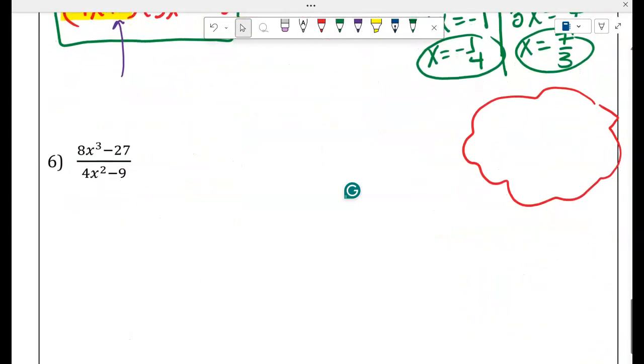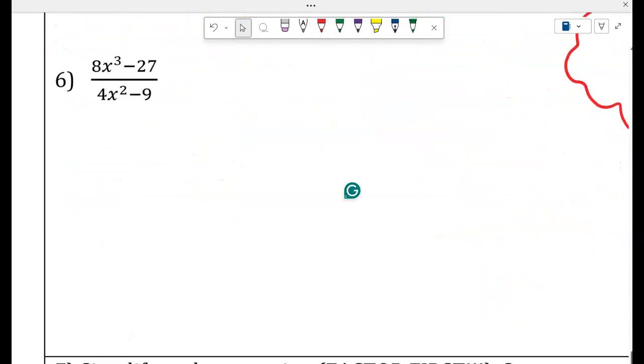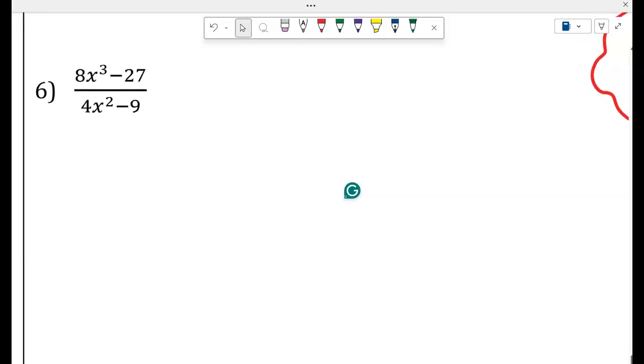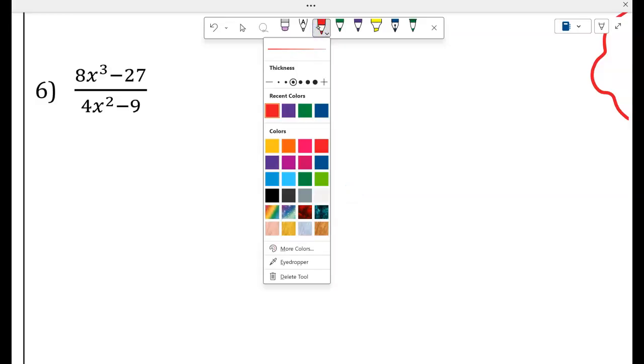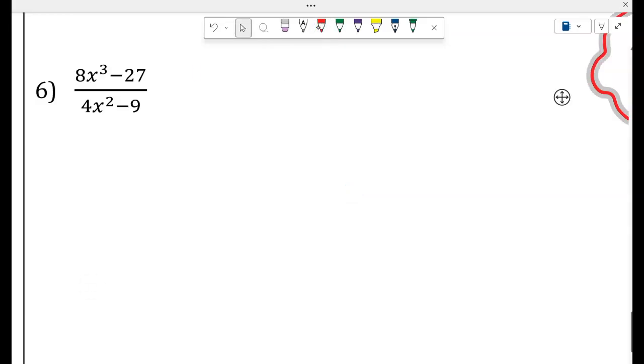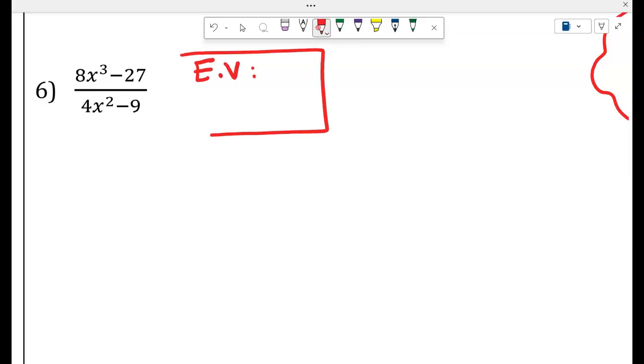Okay, let's go on to example 6. Example 6 says 8x to the third minus 27, divided by 4x squared minus 9. Similarly, we are going to do EV, excluded values. So EVs. I'm going to box it there.